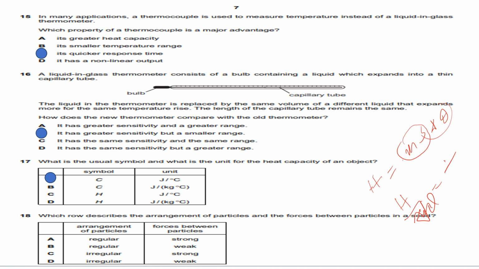Which row describes the arrangement of particles and the force between particles in a solid? So a solid has a regular shape and the force between particles is very strong. So regular and strong. So here the first column regular and second column strong.